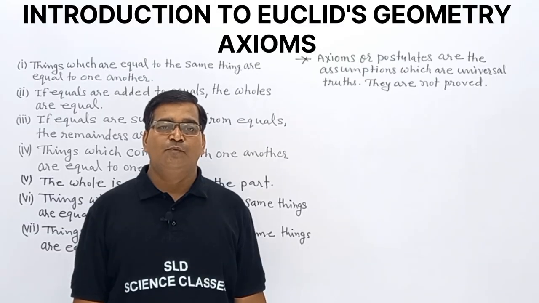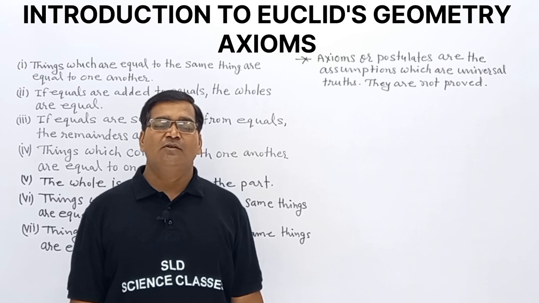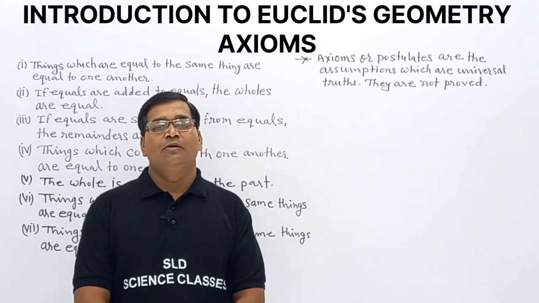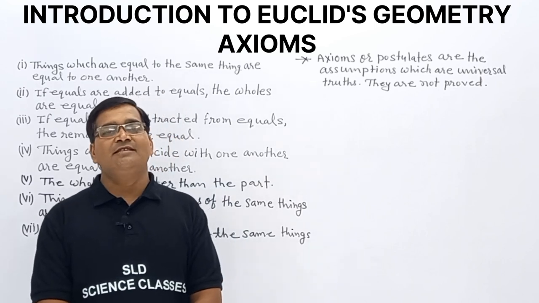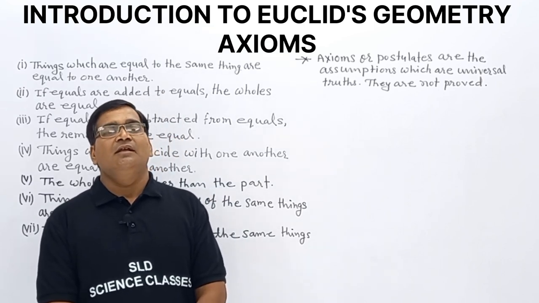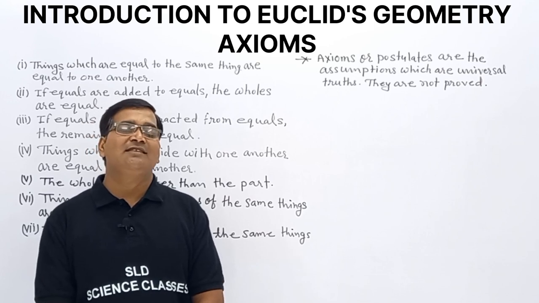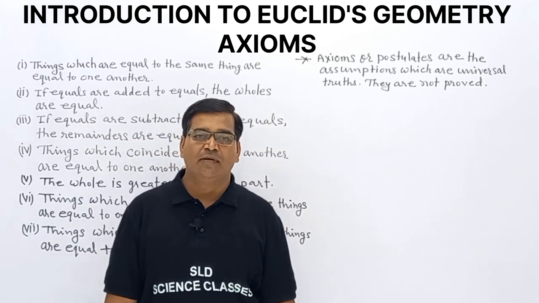In this class, we are going to discuss Chapter 5, Introduction to Euclid's Geometry. Today I am taking axioms. In our syllabus, we have 7 axioms. We will discuss them one by one.